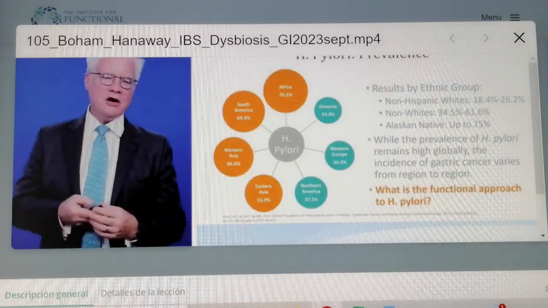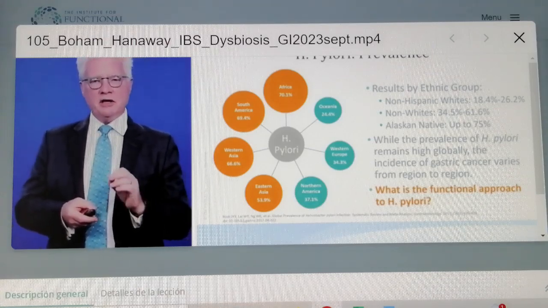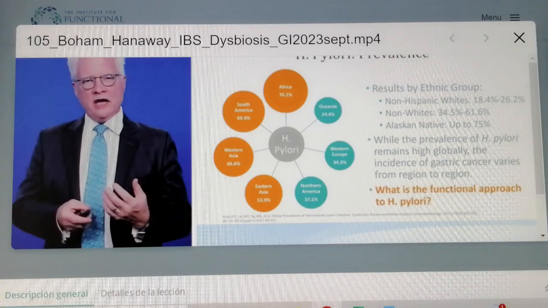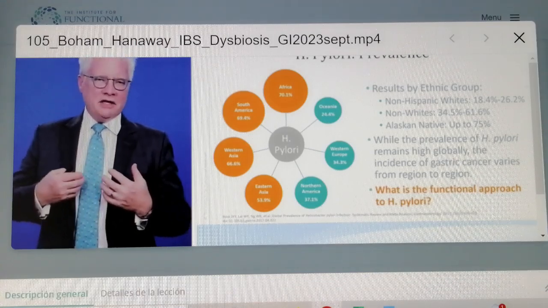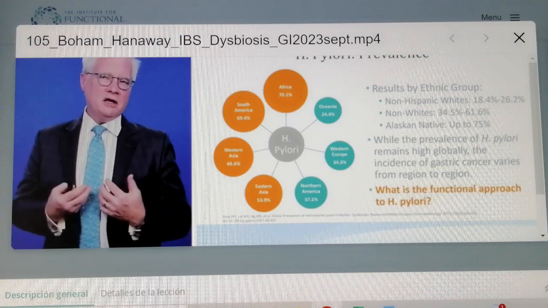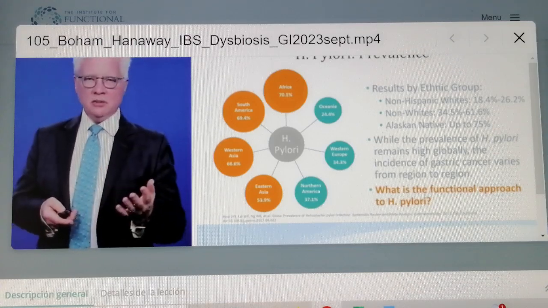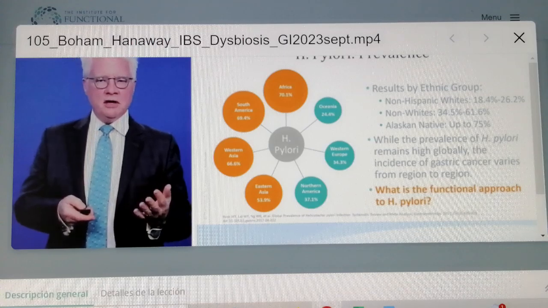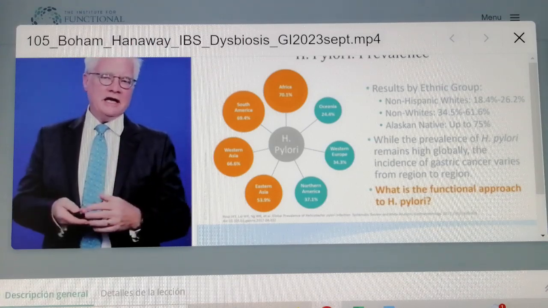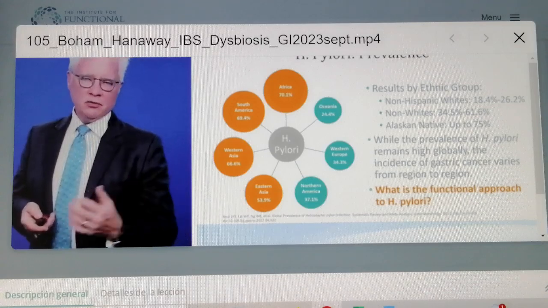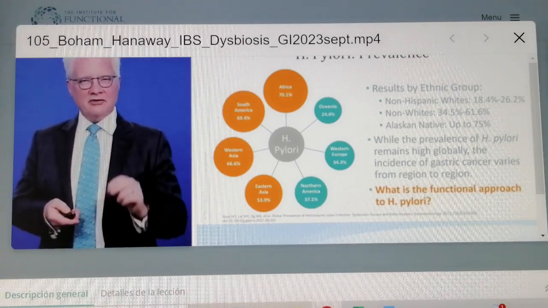One of the other areas that I wanted to talk about briefly is H. pylori. We know that H. pylori is actually a normal flora in the gut of indigenous people. I worked with the Yupik Eskimo people for a couple of years, and we found that 75% of the patients had H. pylori present. We would treat them with triple antibiotic therapy, and it would come back right away. So is it actually pathogenic?